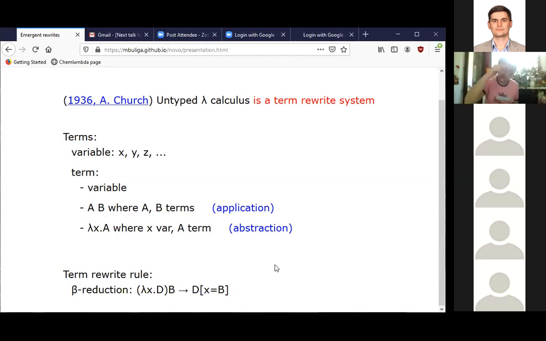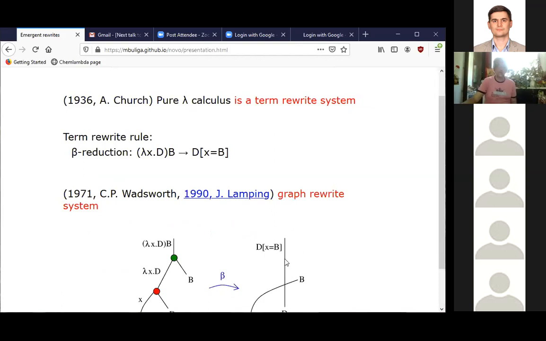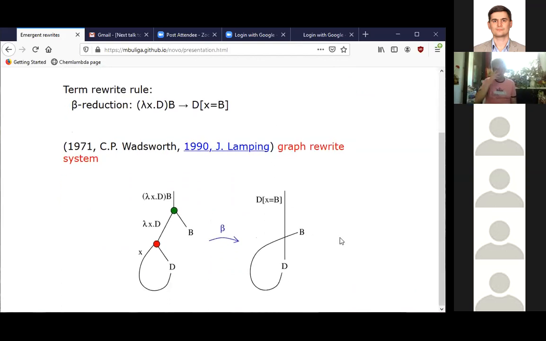So any computation can be done in this. And it has a graphical version. If you pass to the abstract syntax tree, and you denote by a green node the application, and by a red node the abstraction, so what do we have? There is a term D where X possibly enters into the composition of D. This is the output of D, and this is the abstraction node which has X from lambda X, and here goes lambda X point D, which is applied to B.